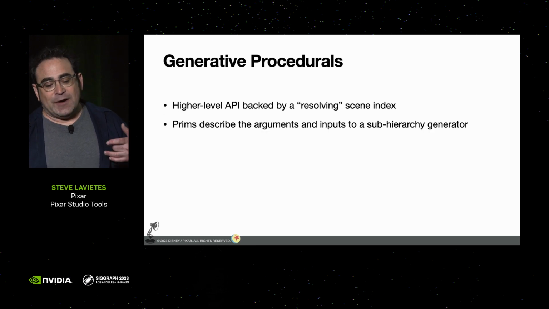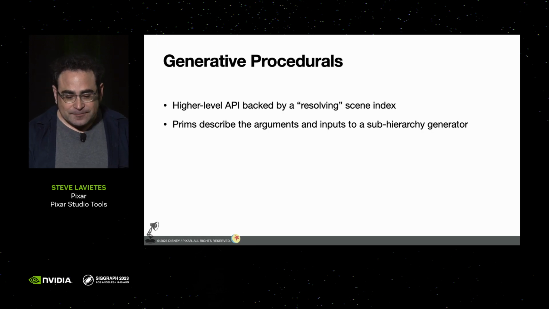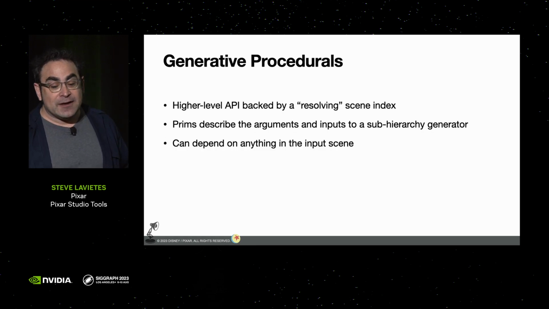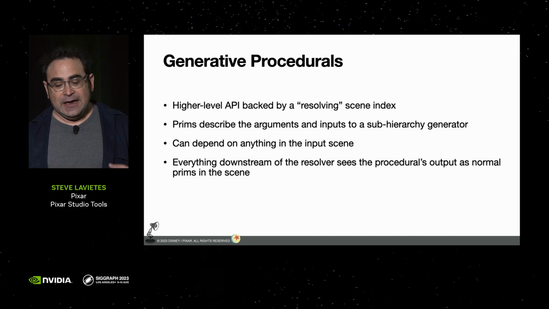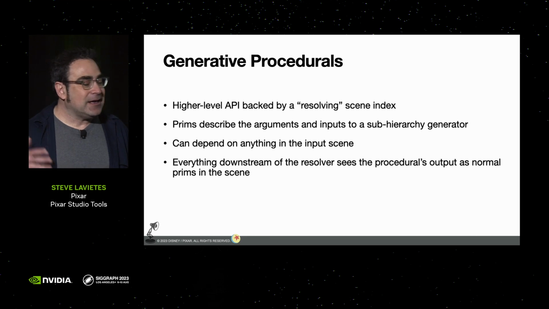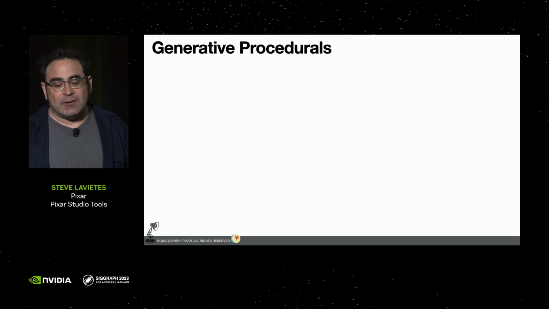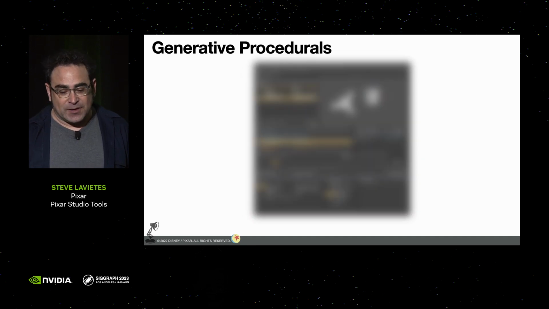And so you have prims that describe the arguments and inputs to a subhierarchy generator. And they can depend upon anything in the input scene. And everything downstream of the resolver sees that procedural's outputs as normal prims in the scene that can be inputs to whatever other operations you might want. So I'm going to very quickly run through just a simple example of this.